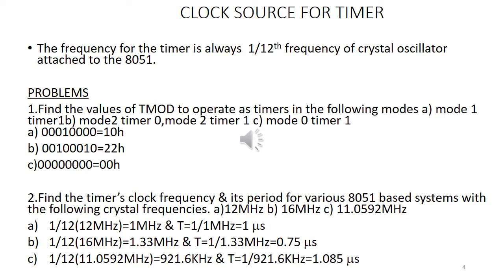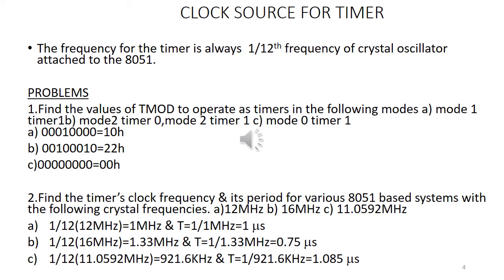Find the timer's clock frequency and its period for various 8051 based systems with the following crystal frequencies. First one is 12 megahertz. We know that the timer's clock frequency is always 1/12 the frequency of the crystal oscillator. For the first one it is 12 megahertz divided by 12, which is equal to 1 megahertz. And the time period is the reciprocal of this timer's clock frequency. It is 1 divided by 1 megahertz, which is equal to 1 microsecond.